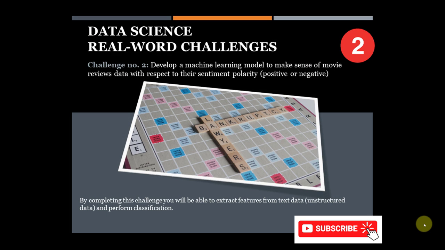Hello and welcome to a new data science challenge. This challenge is different from the challenges we discussed in previous videos. It's different in the sense that the data is not table data, it's not structured data. So here we are trying to develop a machine learning model to make sense of movie reviews. This is text data, and we have to learn how to perform feature engineering to extract features from text before we can perform classification.